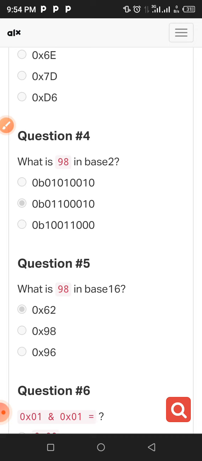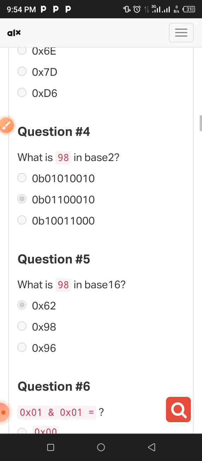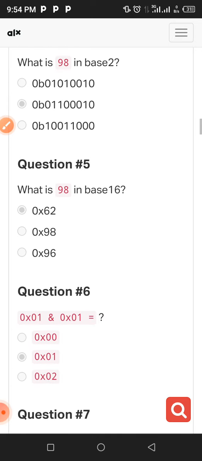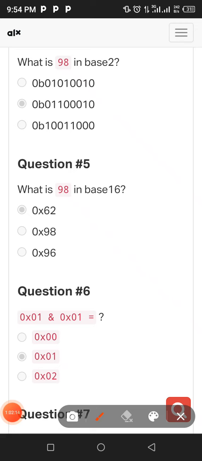What is 98 in base 2? The same thing we have been applying throughout is what I'm going to be doing here. So what's 98 in base 2? That tells us that when this sign is given to us, this 0b, it means this 98 is a hexadecimal value. So we're going to be converting that to a normal value.